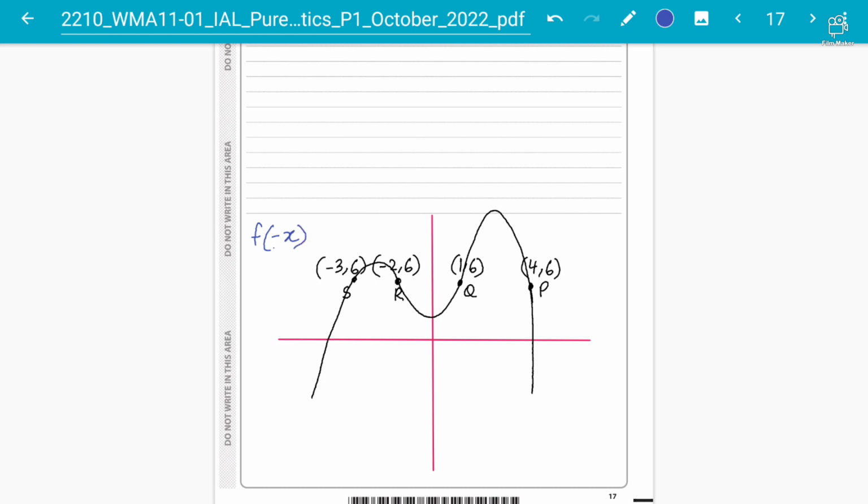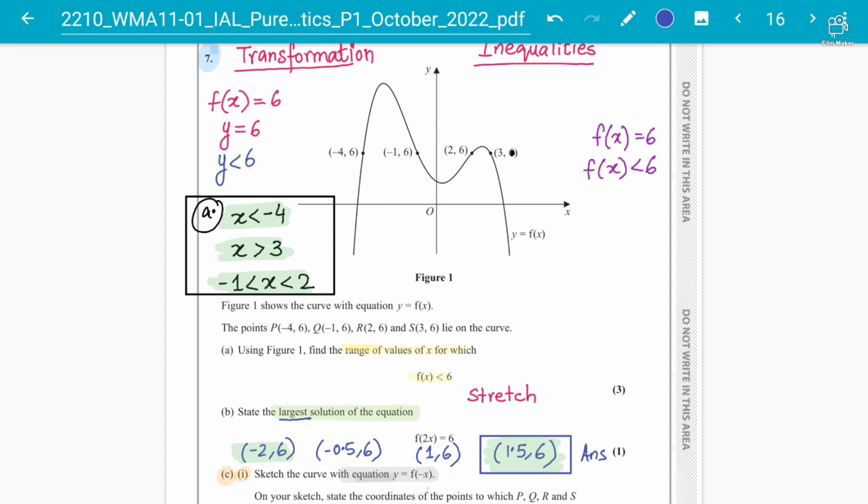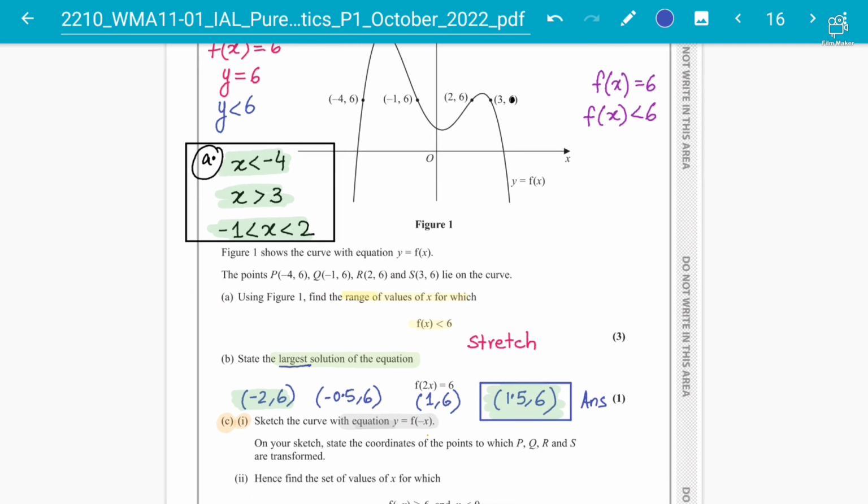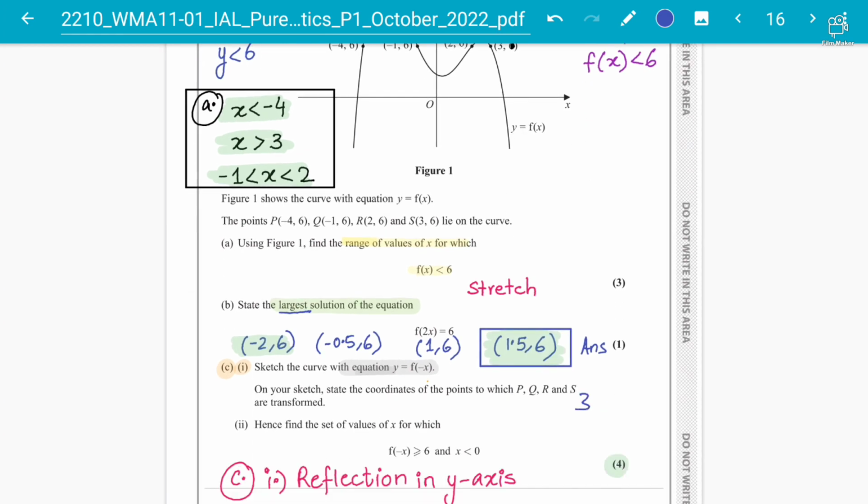Reflection in the y-axis, that is f(-x). Okay, this looks correct with the marking scheme as well. You got all 3 marks for this at least. This is basically a 4 marks question, which means this is for 3 marks at least. Okay, so that's how you sketch the graph.